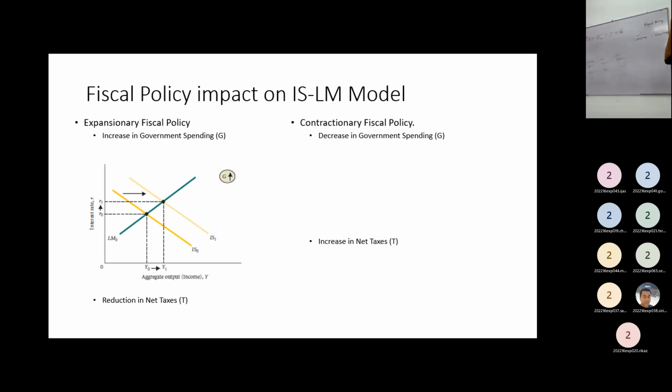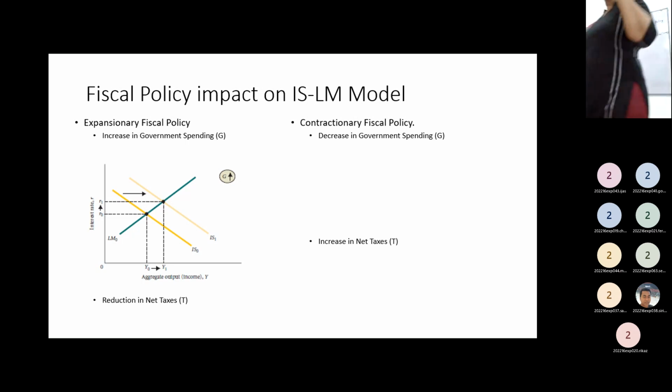So in order to slow down the economy or reduce economic activities, one thing they can do is decrease government spending. Okay? So when government spending decreases, what will happen? Government spending decreases, aggregate demand decreases. As a result, what will happen to which curve? The IS curve will shift leftwards, right?